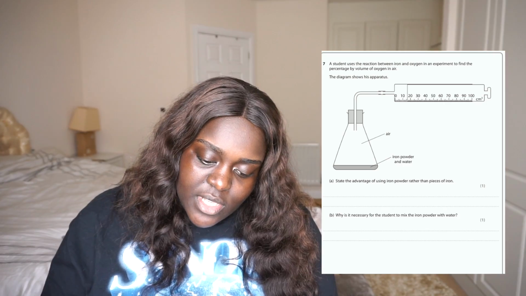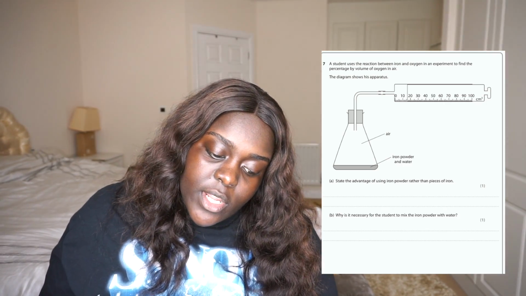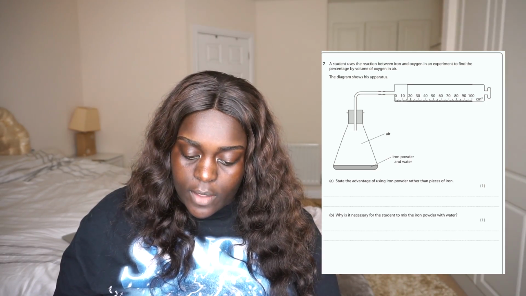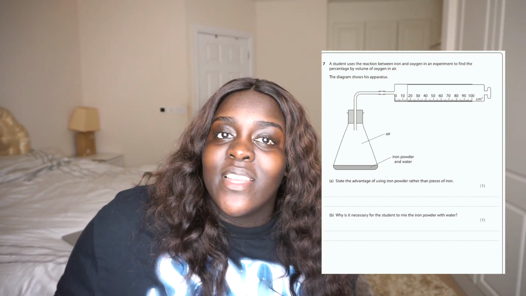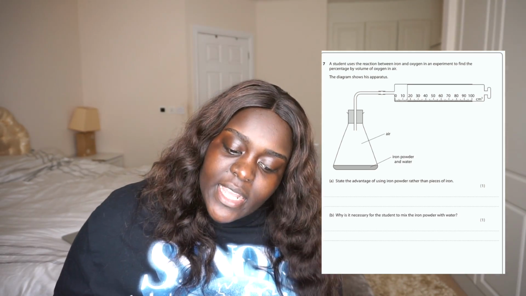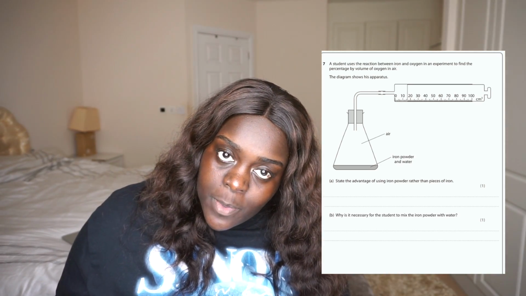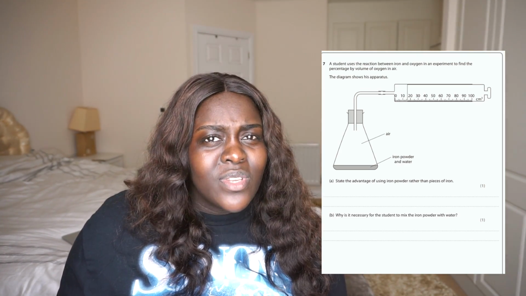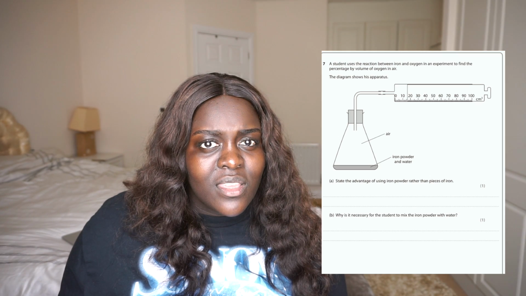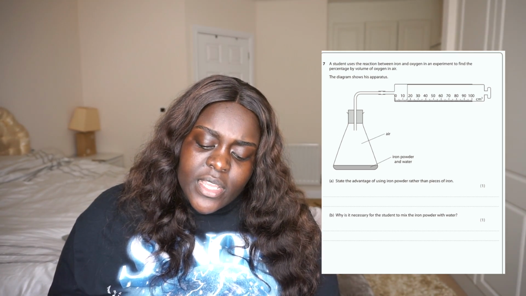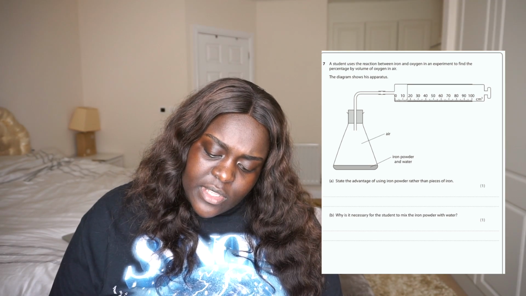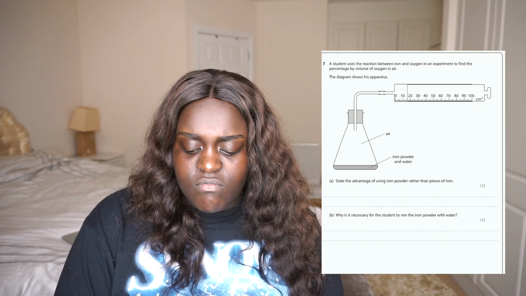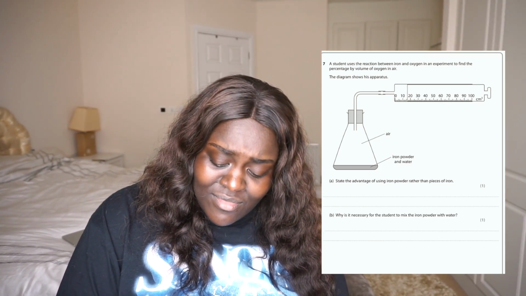A student uses the reaction between iron and oxygen in an experiment to find the percentage by volume of oxygen in the air. Okay. You see when kids do experiments like this, yeah? So a kid is trying to find the percentage by volume of oxygen in the air. Could you not just Google it? Anyway. State the advantage of using iron powder rather than pieces of iron. Oh, it dissolves easier. Obviously.